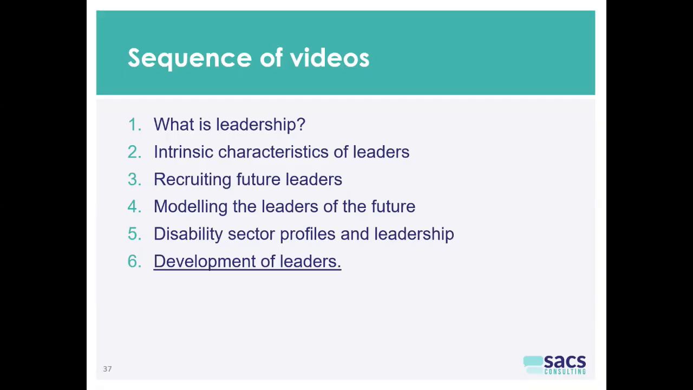of the future. We started this sequence asking the question of what is leadership. We looked at the intrinsic characteristics of leaders. We talked about how to recruit future leaders. We talked about how to model the leaders of the future based on the high quality people that we have in leadership roles within our organisation already. We then showed you some interesting data on the disability sector and how that relates to leadership potential within the sector. And this one is about how to develop leaders.